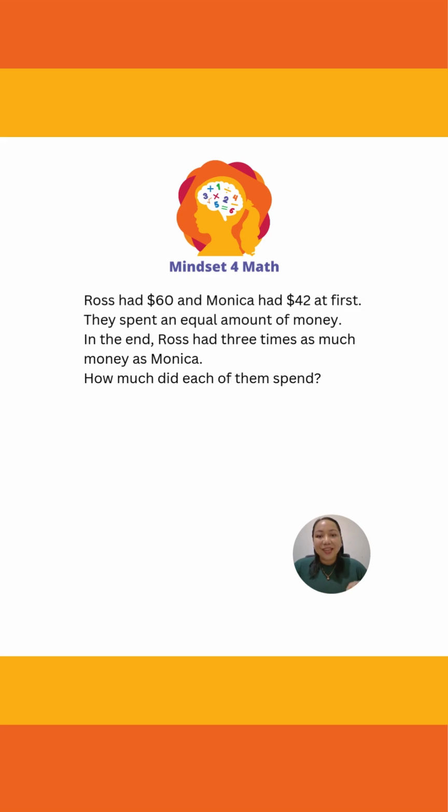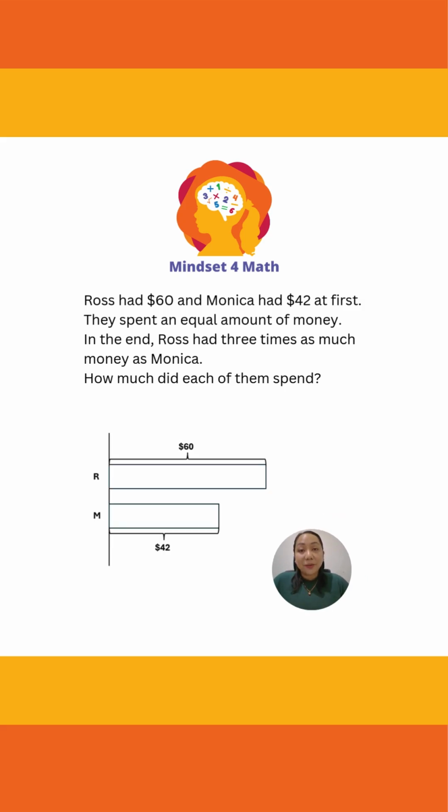Let's begin. Ross had $60 and Monica had $42 at first. They spent an equal amount of money. In the end, Ross had three times as much money as Monica. How much did each of them spend?